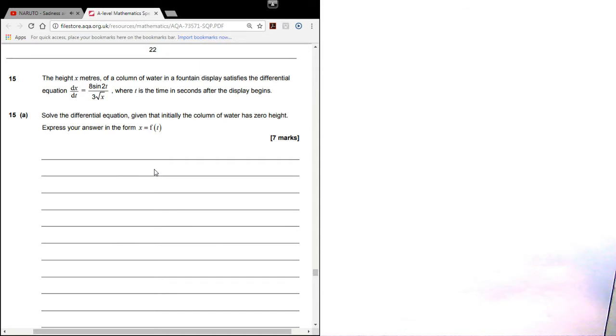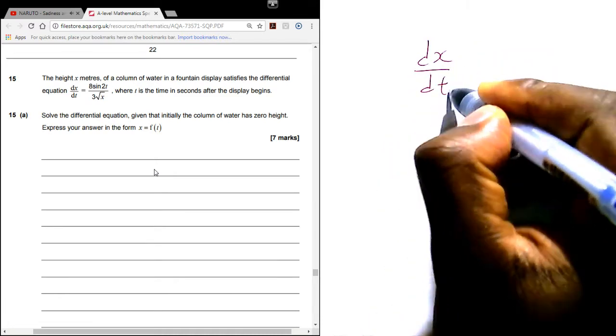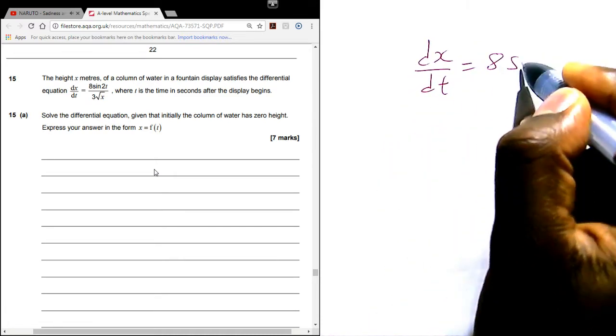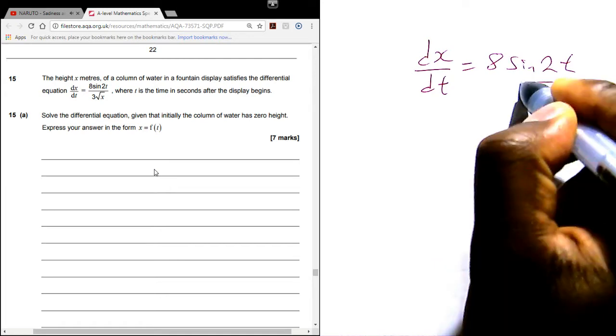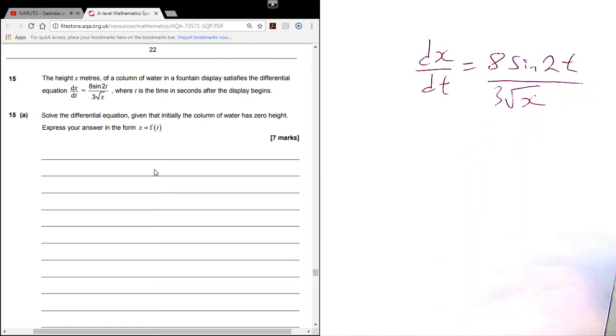Now that's giving you some boundary conditions, and that means you're about to integrate. You need those boundary conditions to help you get your arbitrary constant C. But it's okay, we'll do it. dx over dt has been given as 8 sine 2t over 3 root x. Now please pay attention to what I'm about to say.